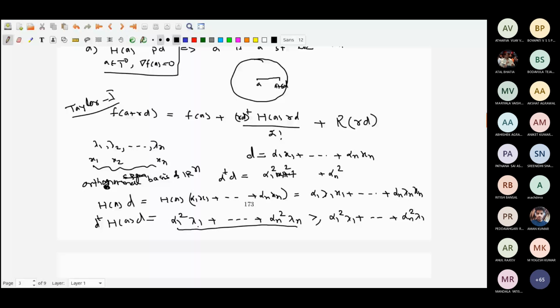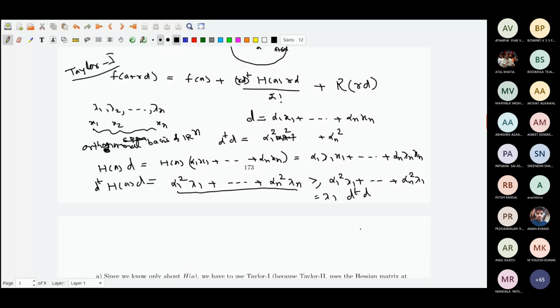Okay, and that will be greater than or equal to alpha 1 square lambda 1 everywhere, and so that is equal to lambda 1 taken common times d transpose d, because d transpose d is nothing but alpha 1 square plus alpha 2 square plus dot dot dot alpha n square. So what are you seeing now? This d transpose HAD is greater than or equal to the smallest eigenvalue multiplied by d transpose d. So that is one thing that you have found out for a positive definite matrix.